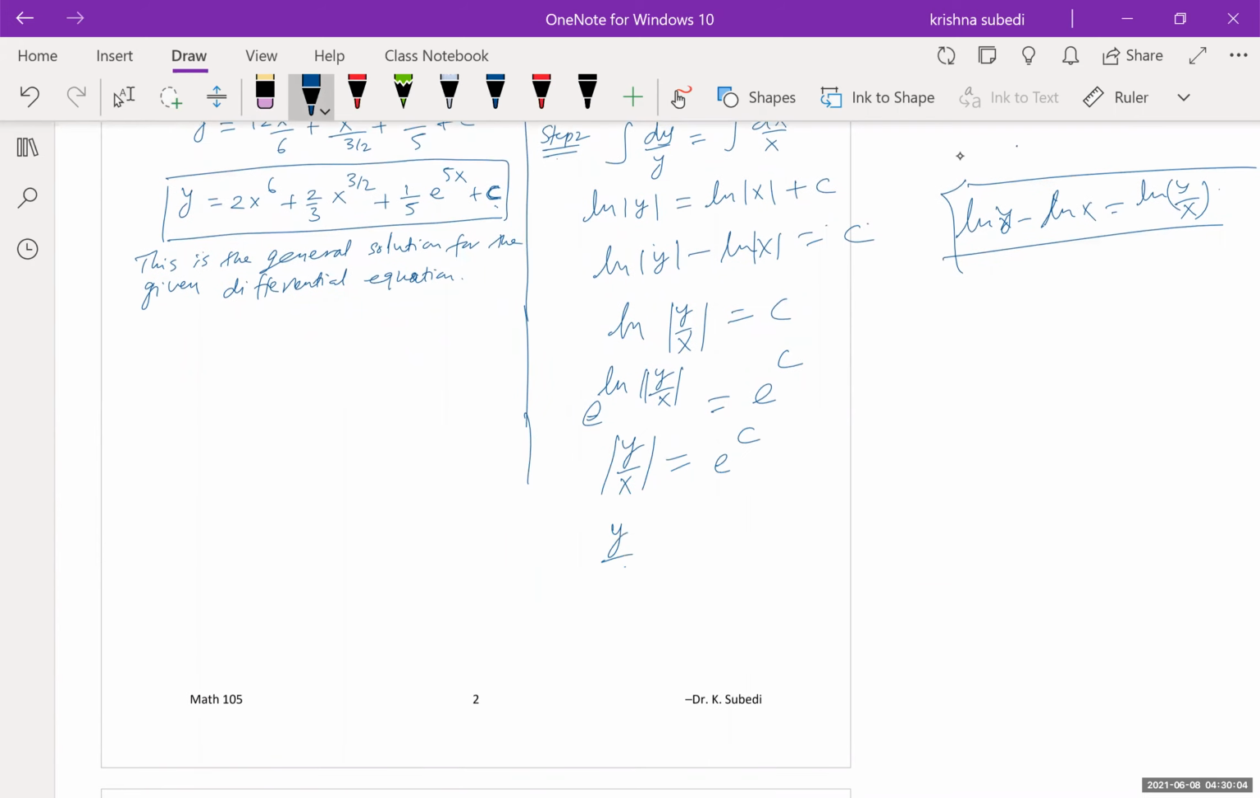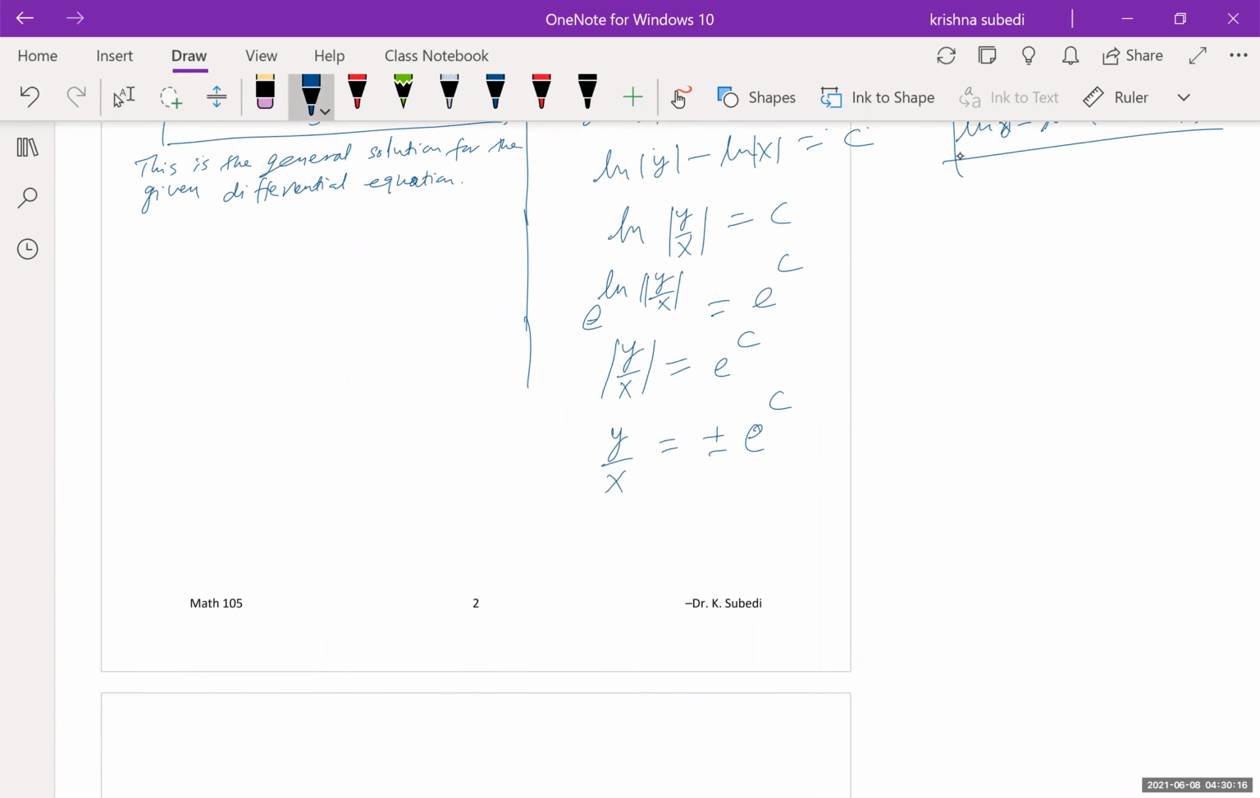Because to remove the absolute value sign, you may want to write this as positive and negative e to the c. And so your y value will be, now you can simply multiply that, right? So it's plus or minus e to the c times x. Any questions so far? Or you can write y equals kx, where k equals positive or negative e to the c. You can do it this way too. Okay? Any question?